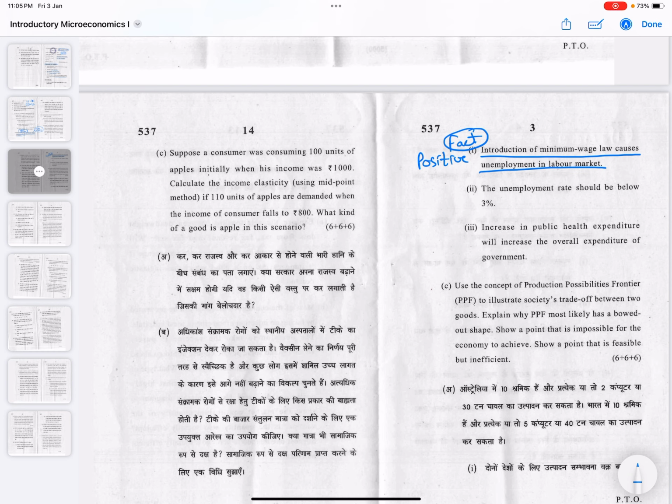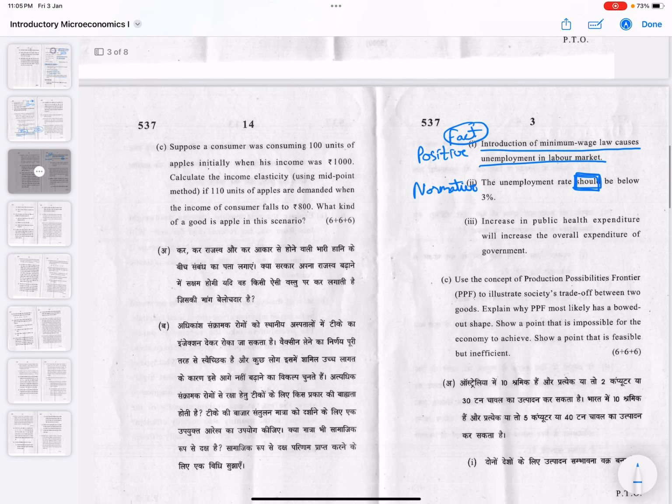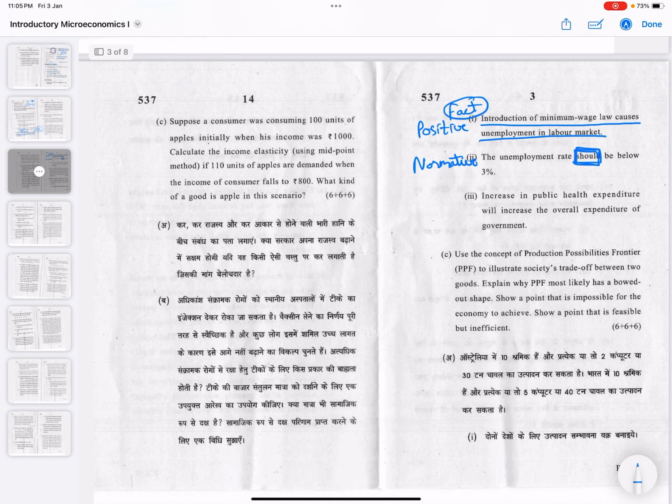The unemployment rate should be below 3%. So this is a value judgment only, a normative statement. The third statement, increase in public health expenditure will increase the overall expenditure of the government. So this is also a fact, and this would be a positive statement.